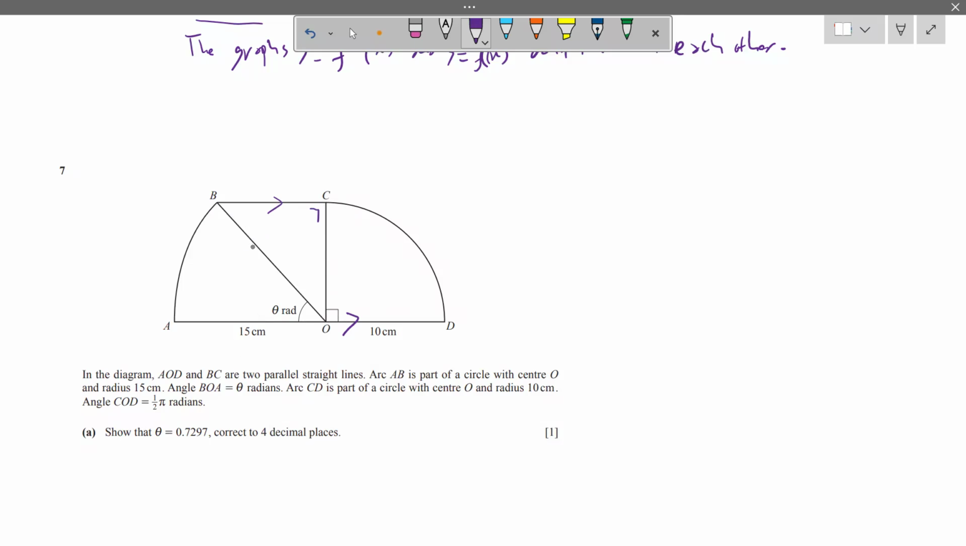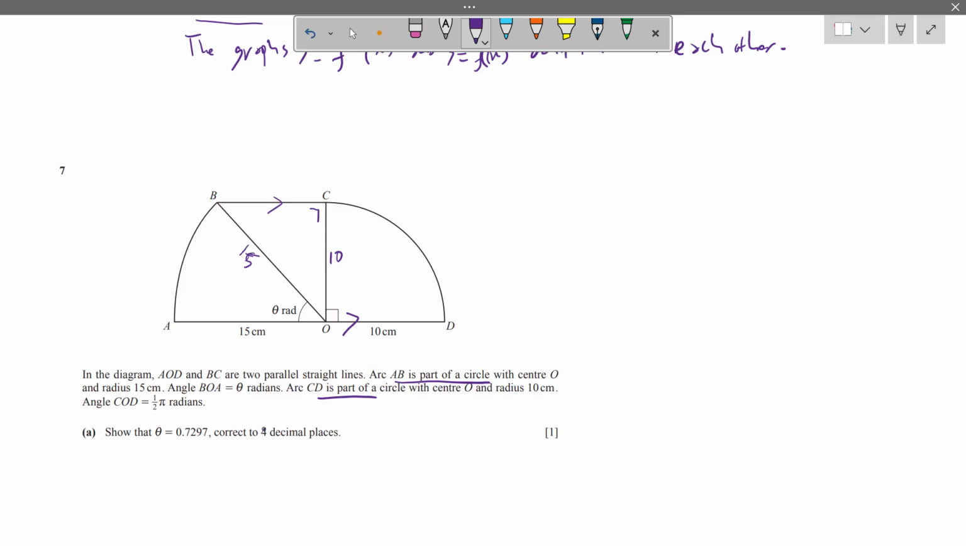Now, we can also fill in the details. This is 15 centimeters because arc AB is part of a circle. And then CD is also part of a circle. So this is also 10 centimeters. All right. So how do we find theta?